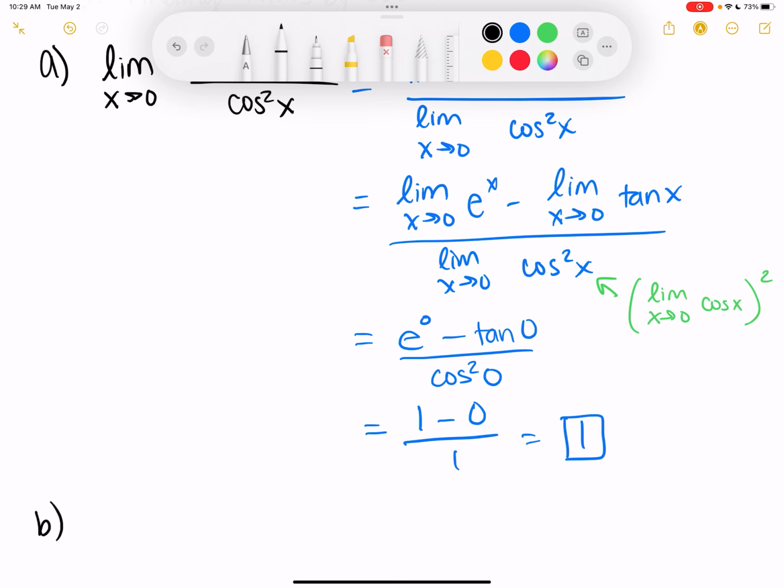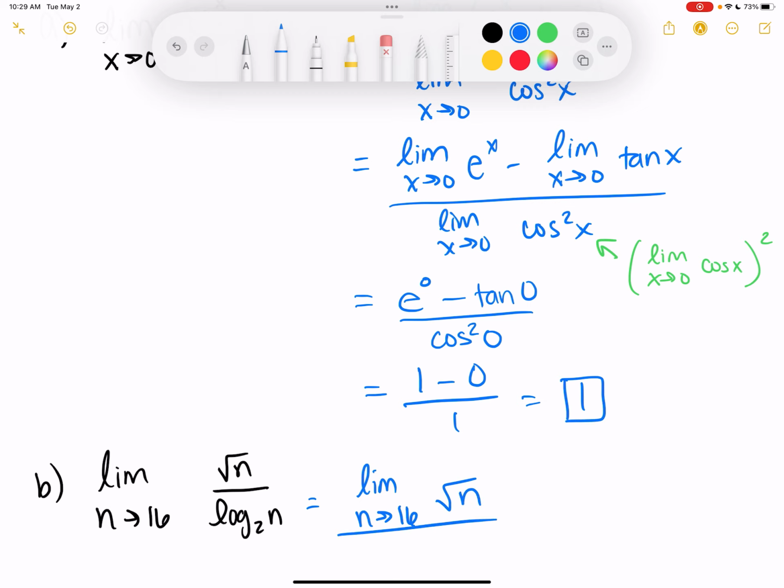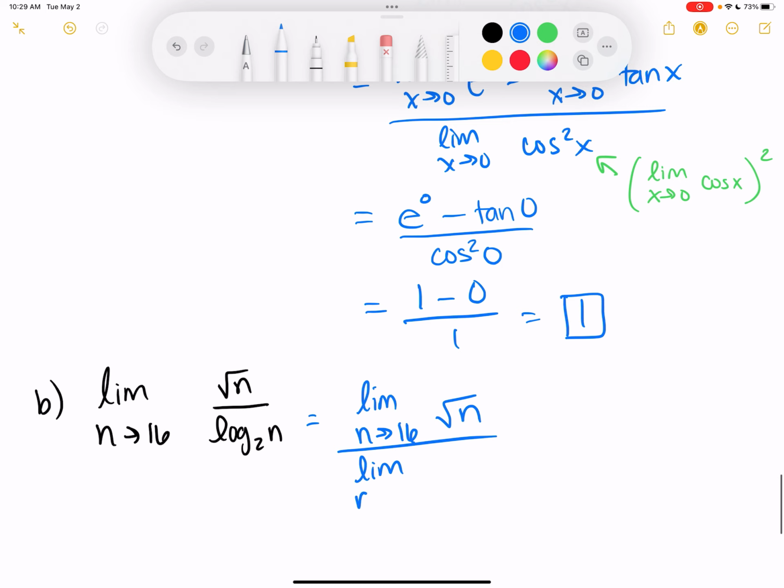All right, next one. The limit as n approaches 16 of the square root of n over log base 2 of n. That's something we haven't seen in a while. Log. Yeah. All right, so this would be the limit as n approaches 16 of, and I can split it into 2. So the square root of n over the limit as n approaches 16 of log base 2 of n.